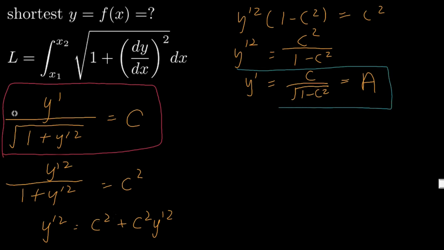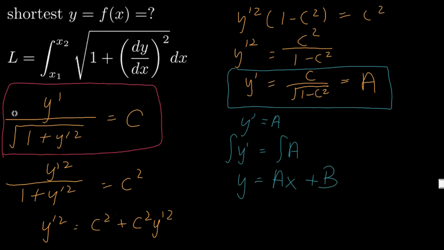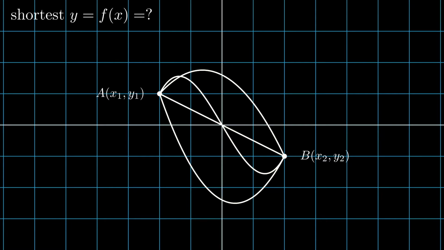Now that we've isolated y prime, we can start finding our original stationary function, y. So y prime is equal to a, and integrating both sides gives y is equal to ax plus b, which is a standard equation for a straight line. Well, I guess you should have expected that from the start. Nevertheless, I'll let you convince yourself that this is actually true by figuring out what a and b actually are. A small tip is to look at where our function y starts and ends.